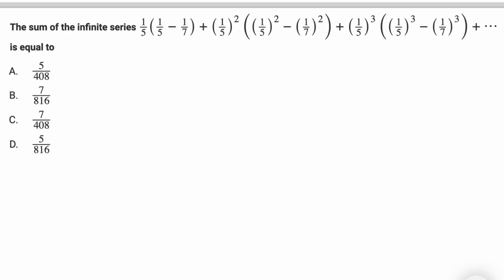All right, so this is our next question from CAT 24, the second slot. It says the sum of the infinite terms 1 by 5 into 1 by 5 minus 1 by 7 plus 1 by 5 square into 1 by 5 square minus 1 by 7 square plus 1 by 5 cube into 1 by 5 cube minus 1 by 7 cube is equal to.